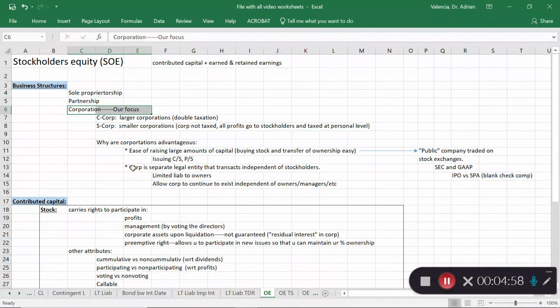Second advantage of the corporation, a big advantage, is that the corporation itself is a separate legal entity, and the corporation transacts independent of the stockholders. So the corporation signs contracts on its own, without necessarily the name of the stockholders, and that's a big thing. It being a separate legal structure, it's a big thing because, number one, that limits liability to the owners.